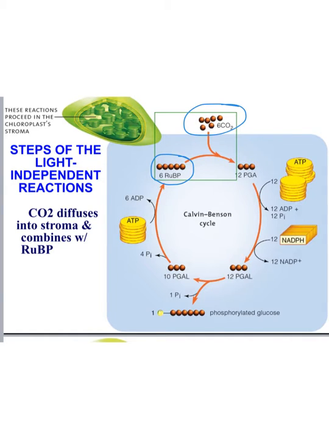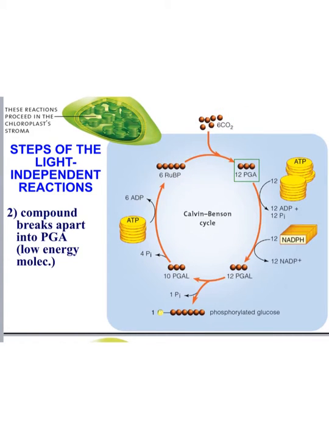CO2 has 1 carbon per molecule, but we have 6 molecules of CO2, so we technically have 6 carbons. And ribulose bisphosphate is a 5-carbon molecule. Okay, so again, I'm not going to ask you to memorize the names of the reactants in this reaction, but I do want you to understand what's happening in each step and what is being produced. So carbon dioxide is going to diffuse into the stroma of the chloroplast from the environment and combine with ribulose bisphosphate to start this reaction off.